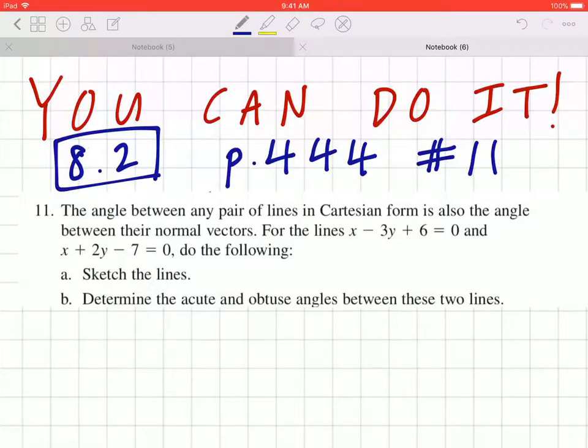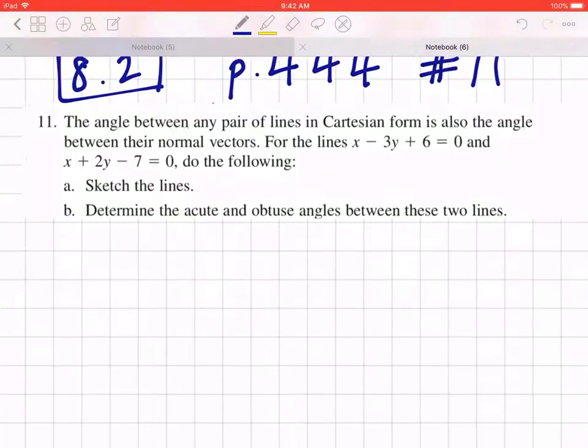Hi everyone, let's take a look at number 11 on page 444. The angle between any pair of lines in Cartesian form is also the angle between the normal vectors. For the lines x minus 3y plus 6 equal to 0 and x plus 2y minus 7 equal to 0, do the following. A. Sketch the lines. B. Determine the acute and obtuse angles between these lines.